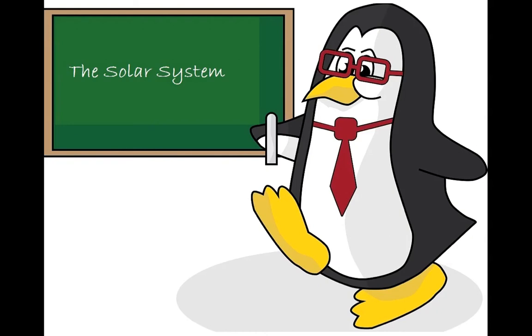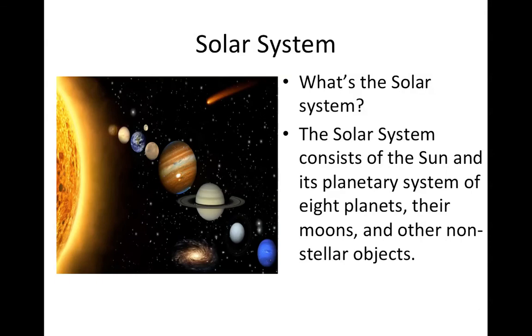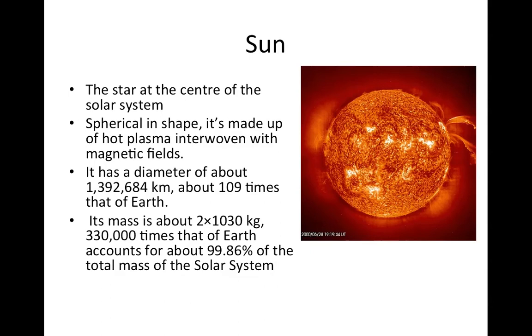Today we're going to be talking about the solar system. Now, what is the solar system? The solar system consists of the Sun, its planetary system of 8 planets, their moons, and other non-stellar objects. Now, the Sun is the star at the center of the solar system. That's pretty much what it is. It is spherical in shape and it is made up of hot plasma interwoven with magnetic field.